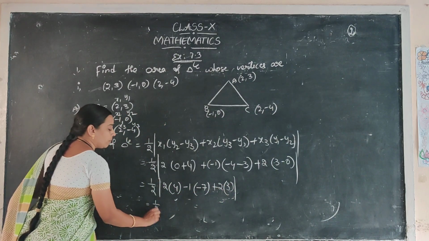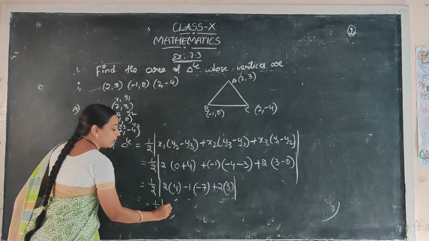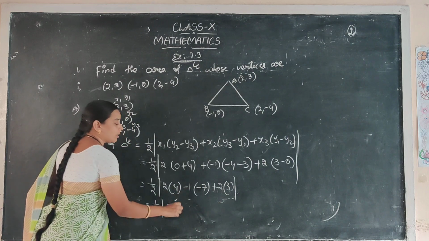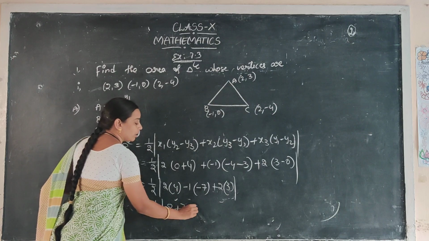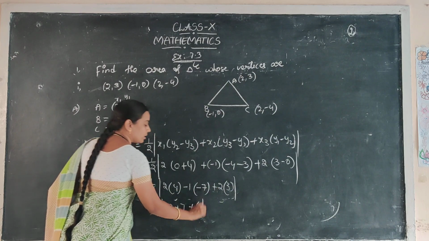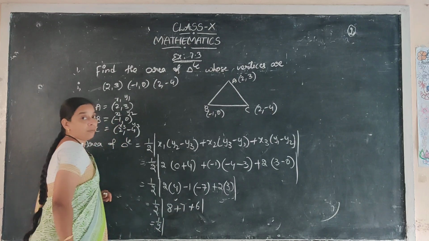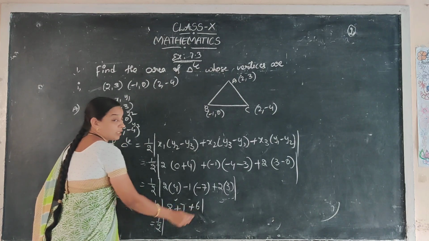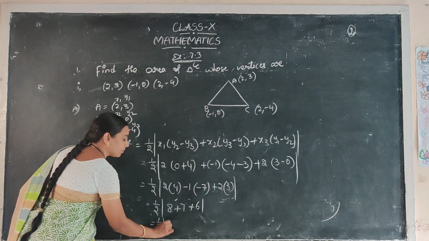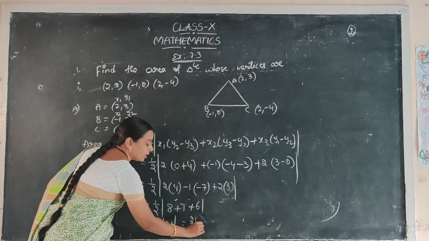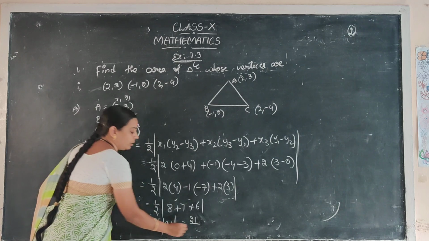Okay, now multiply these numbers. 2 fours are 8. Minus into minus is plus, 1 seven is 7. 2 threes are 6. Now add all these numbers: 8 plus 7, 15. 15 plus 6, 21. Now remove this bracket. Write directly 21 by 2.